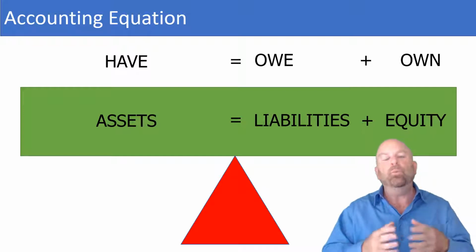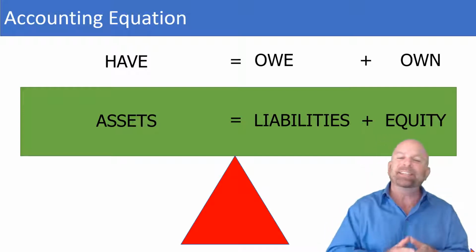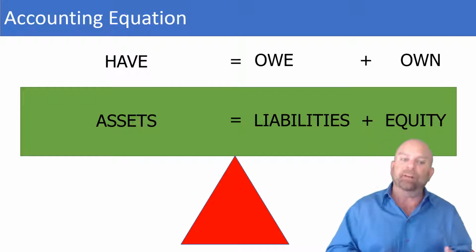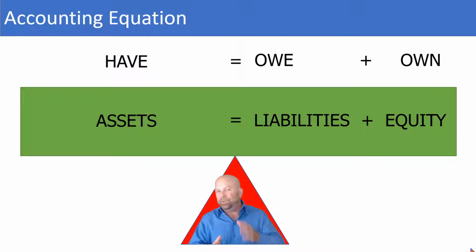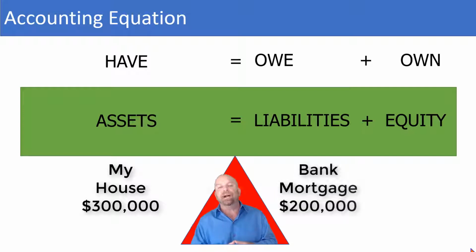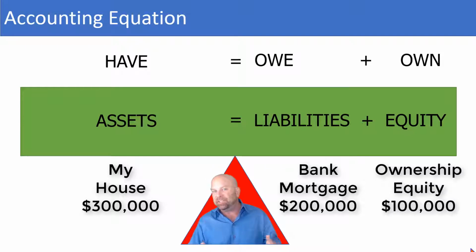Equity is what you own, and what you have isn't equal to what you financially own because you may owe somebody else money for what you have, right? So, using this example, I may have a house that was purchased for $300,000, and I may have taken out a loan, a mortgage, for $200,000. So that means that I own $100,000 of my asset, the house.